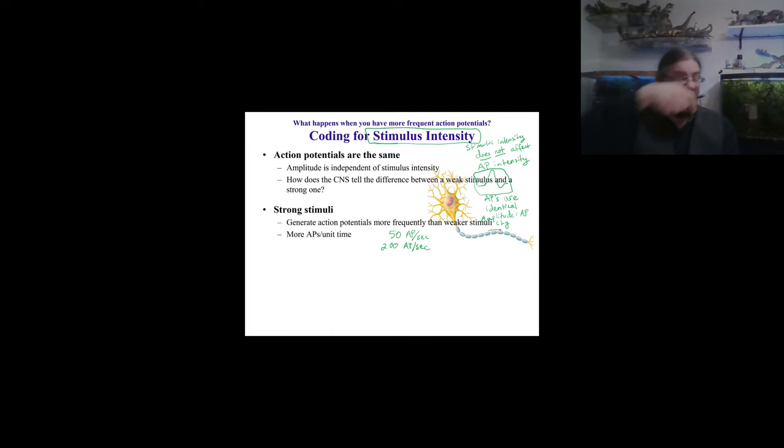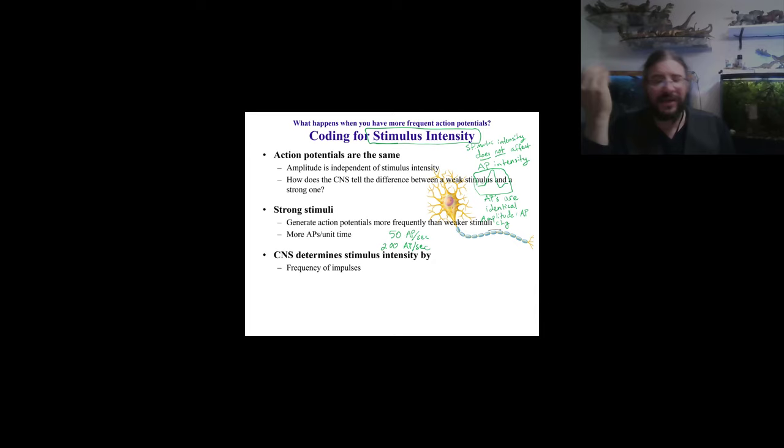So that's one easy way to code for strength. A strong stimulus can produce more action potentials per unit time than a weak stimulus, right? So, not too bad. Your central nervous system could then take action potentials per time and translate it into felt or experienced intensity.